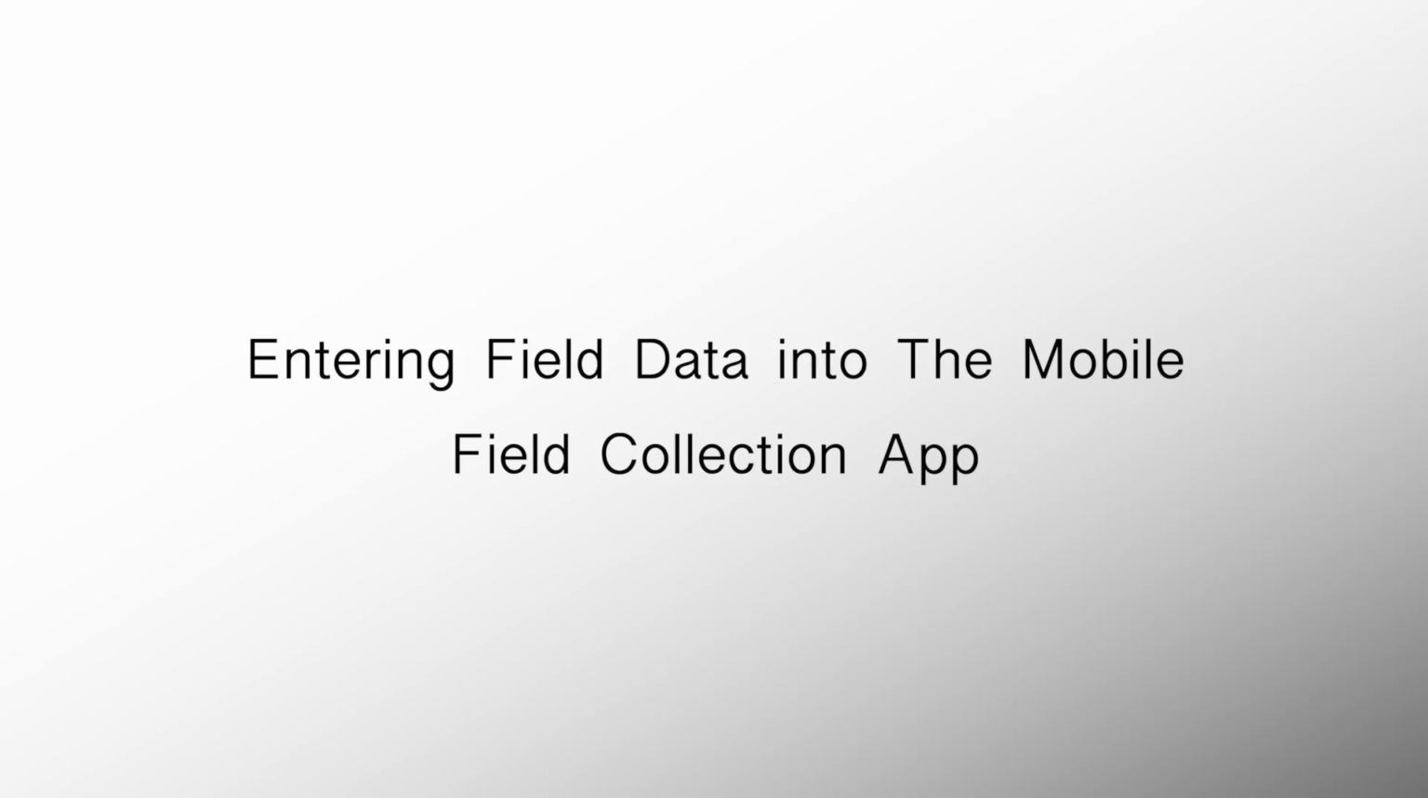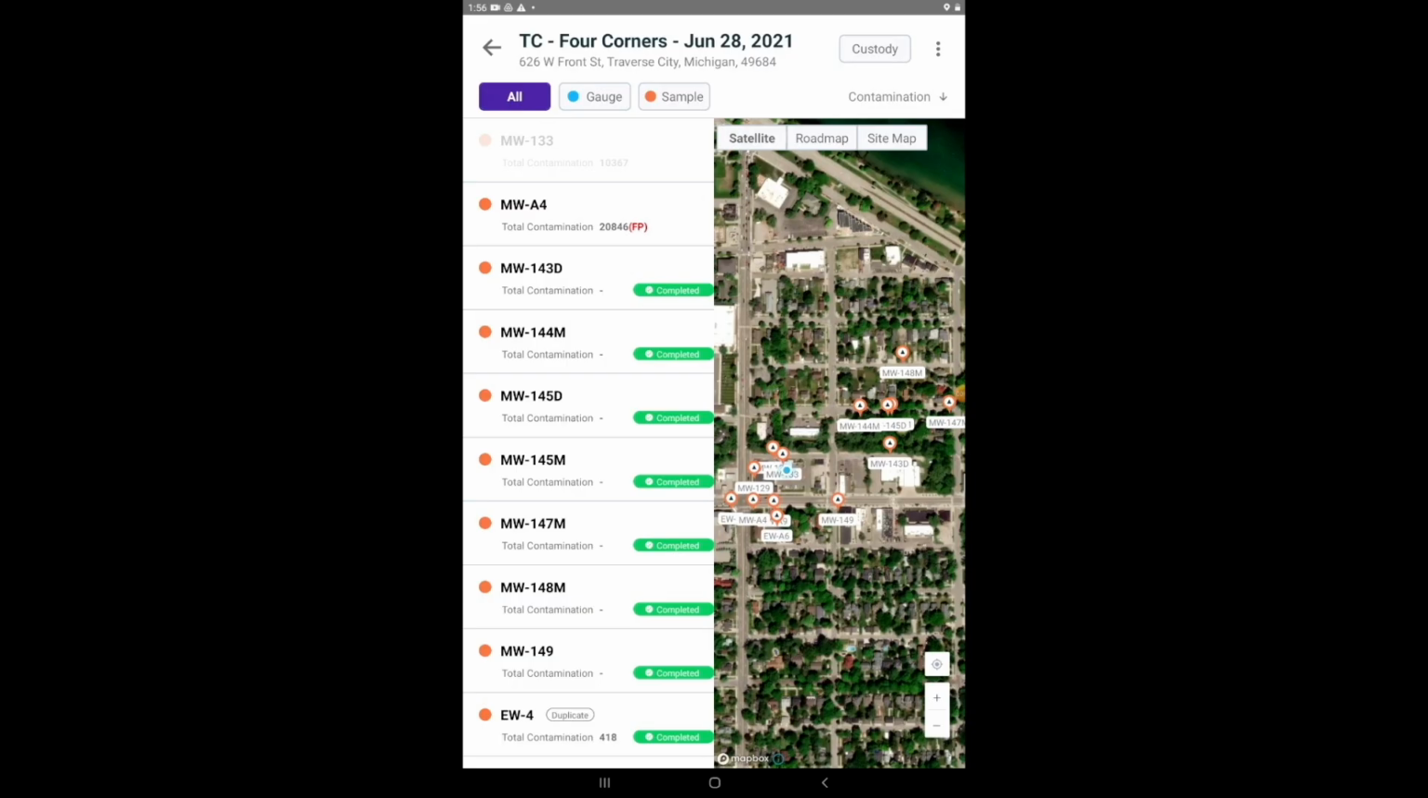In this video, we'll go over how to input field data when using the mobile field app. Starting at the project home screen, you'll see a list of sample locations. To start collecting data at a specific sample location, you will click the desired location, which will take you to that sample location summary screen.